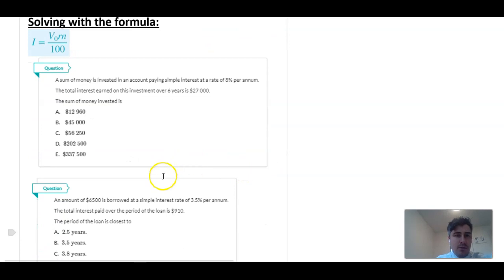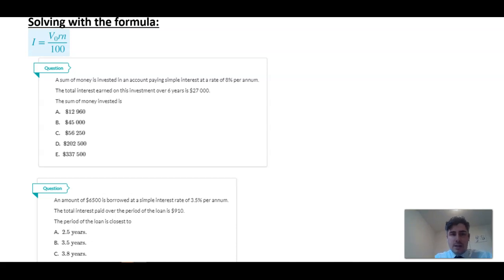Solving with formulas. So we can use this equation to solve for any of the unknowns inside. So we can either find, as long as we've got the other ones, we can find V0, or if we had, say, these three, we could find n. So all you've got to do is know the formula, and you can solve and find out the missing details.